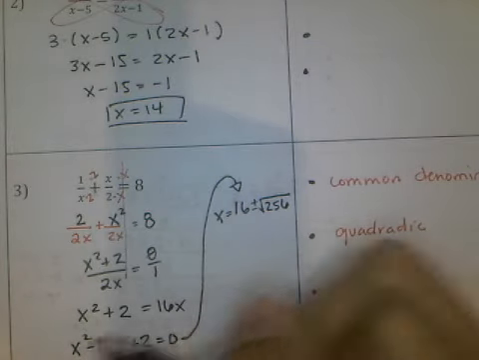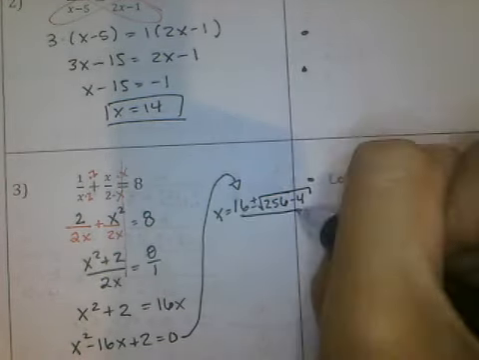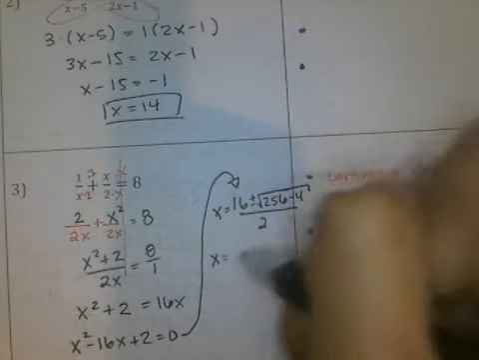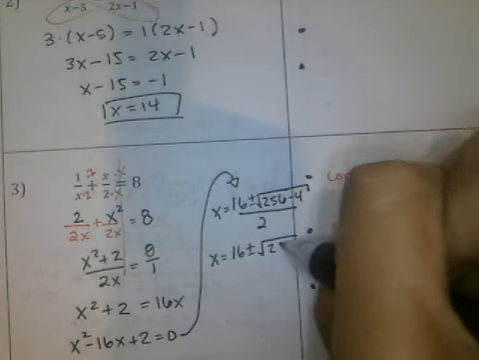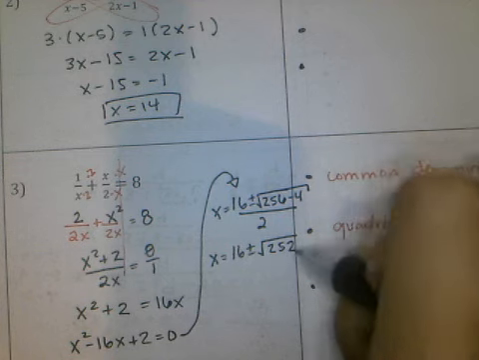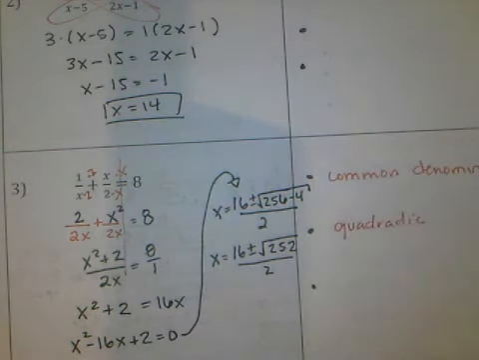Minus 4 times 1 times 2, which is really just minus 4, all over 2 times a, which is just a 2. This gives me x equals 16 plus or minus the square root of 252 over 2. And 252 can be divided by 4.